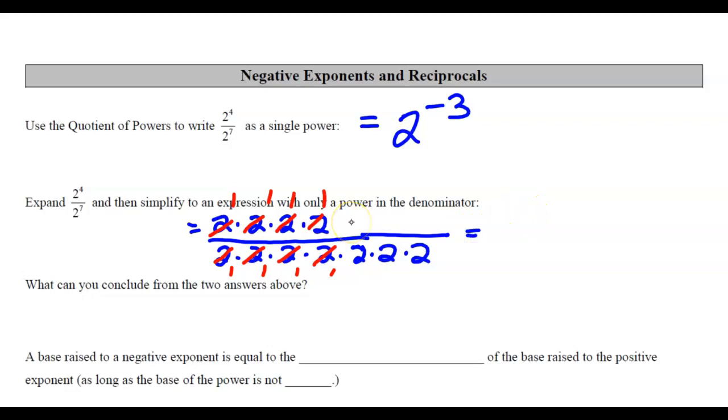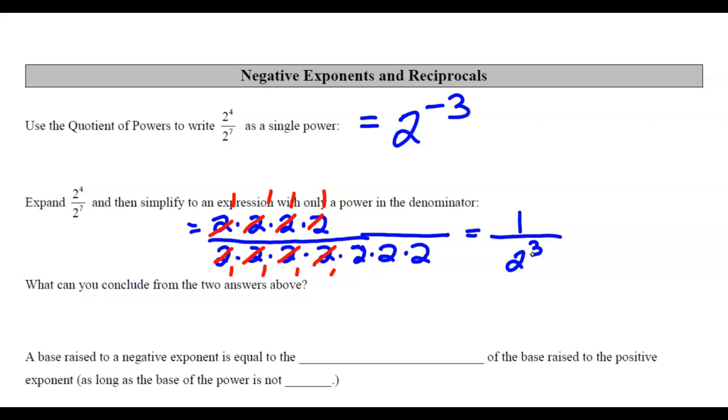And show with only a power in the denominator. So that's just going to be 1. And the power in the denominator is 2 cubed. Okay, they're exactly the same question, but looking at those answers, they look different. What it tells us is they have the same value. So 2 to the negative 3 is the same as 1 over 2 cubed.